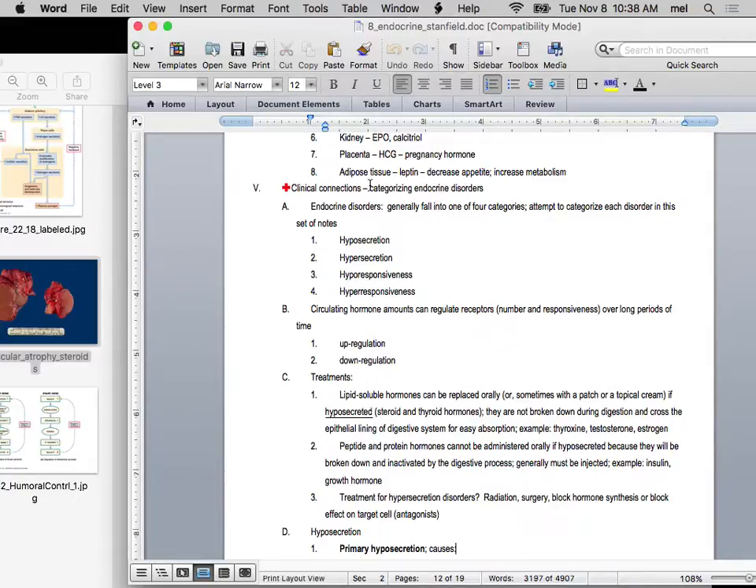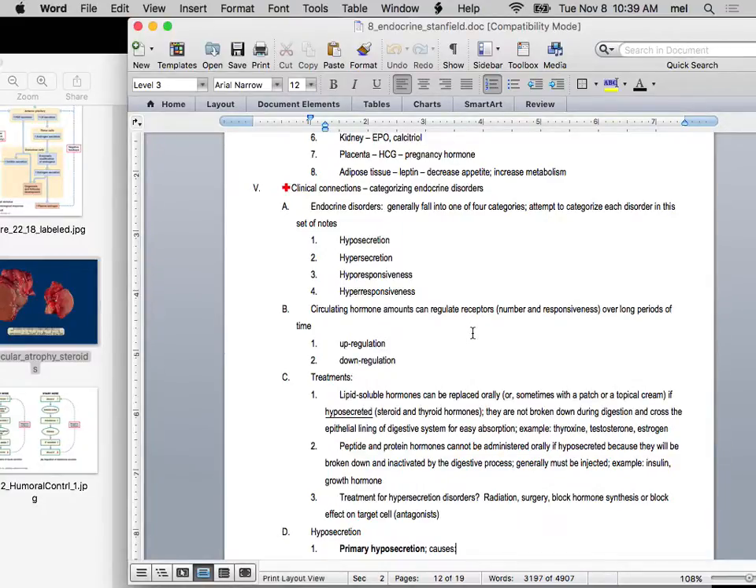So with those, sometimes they look similar, but you wouldn't treat them the same, right? So do you see that a hyposecretion disorder and a hyporesponsiveness disorder might have similar symptoms, but you wouldn't treat them the same, right? With a hyposecretion disorder, you'd add the hormone back. With a hyporesponsiveness disorder, it wouldn't make a bit of difference if you added the hormone back. Make sense?